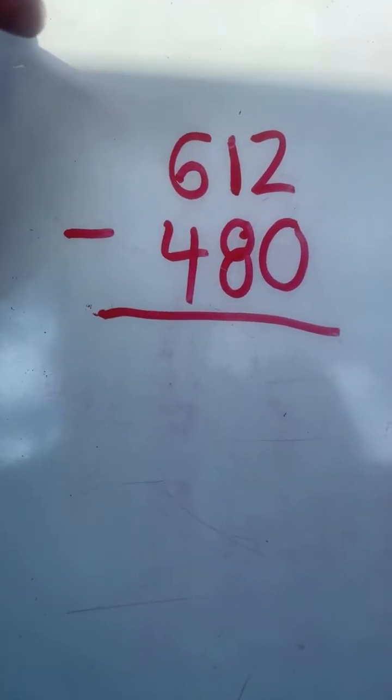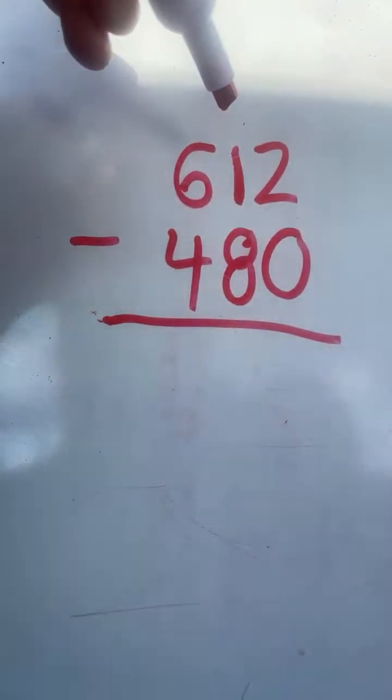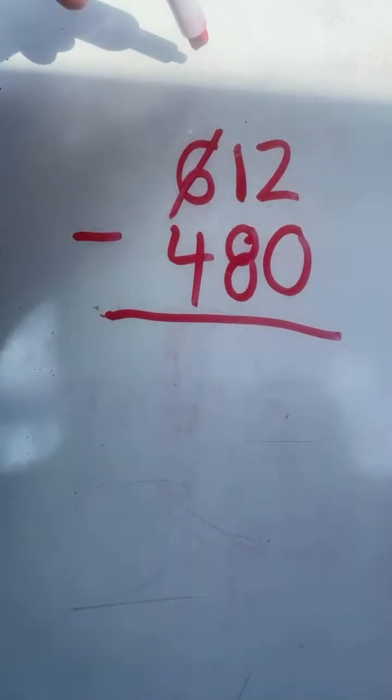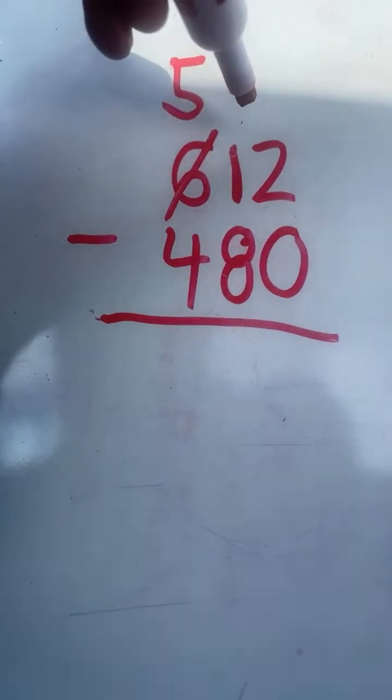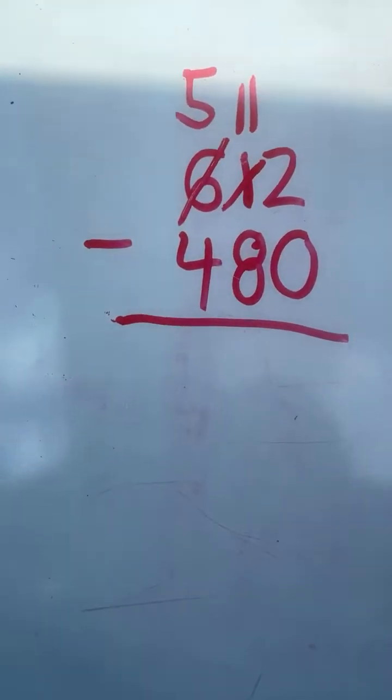All right. So we're going to do all our regrouping first. You can't start with 1 and take away 8. So we have to regroup in the tens place here. So we're going to take a 10 from the hundreds place. The 6 is going to become a 5. The 1 is going to become an 11.